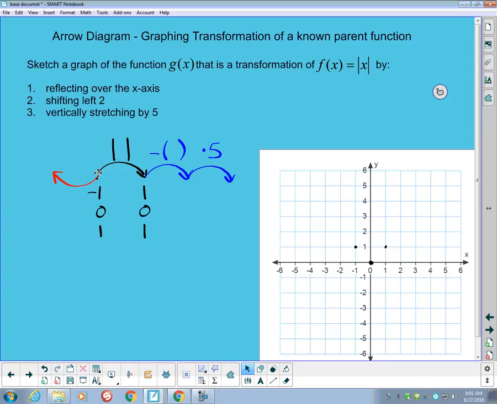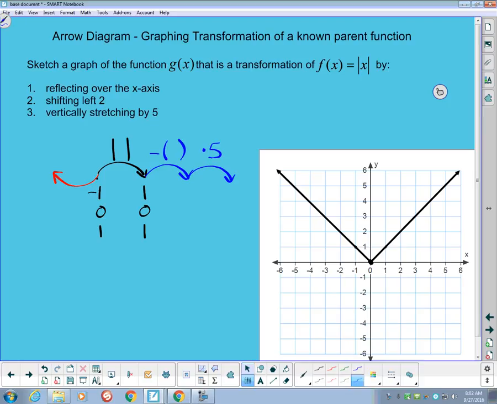We chose those particular points because if we know where the vertex is and where at least one point on each side is, then we know how to sketch the graph. I'm going to fix this graph a little bit by moving that where it belongs. So we know that's what the graph of the parent function looks like, and that's why I chose these points. Now we're going to use the arrow diagram to transform these points.